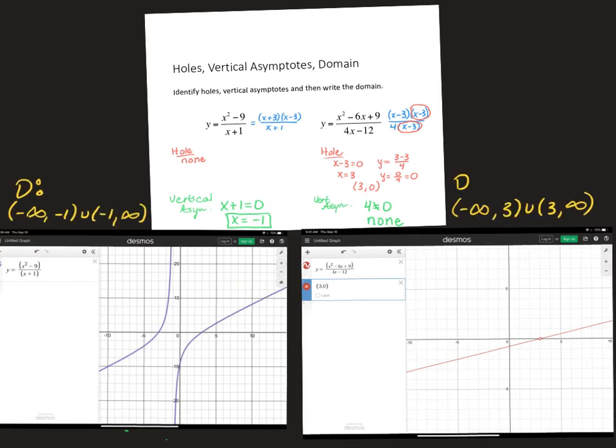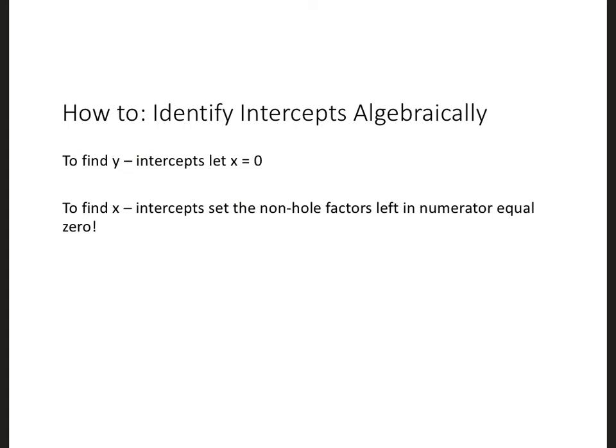Check your domain work, and then we'll keep working. Okay, the last thing that we're going to talk about in this video is how to identify intercepts algebraically. To find a y-intercept, the function will always cross the y-axis when x is 0, so you're just going to plug in 0. So you're going to let x equal 0 and find y, and that's how you find a y-intercept for any function.